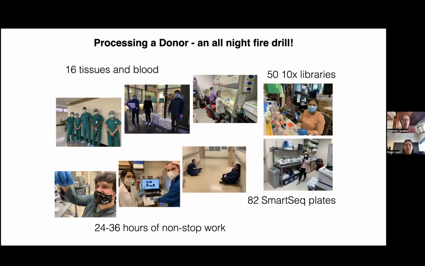When it happens all at once, it requires basically an all-night fire drill. The surgeons are working to take the organs out one by one. First, the ones that are going to be transplanted are sent to the people who need that, and the remaining tissues, if it's been consented, are given to us.